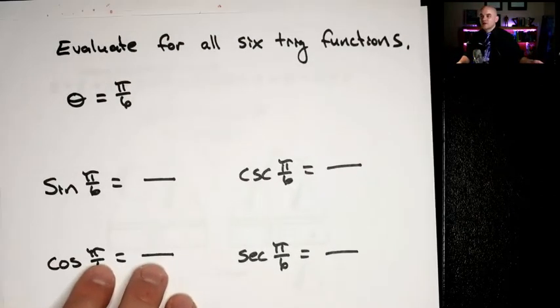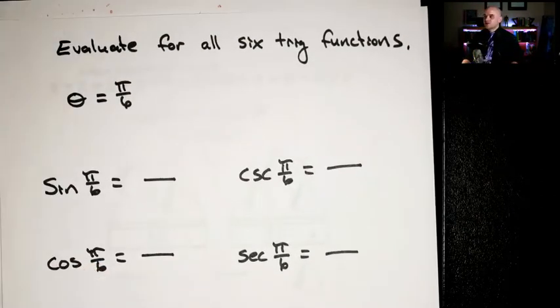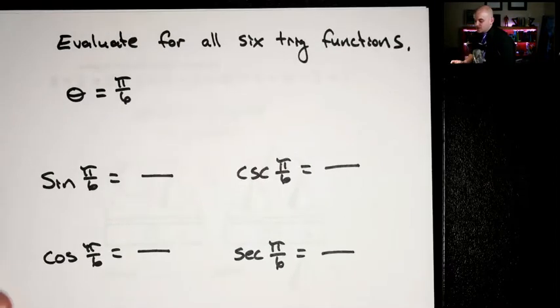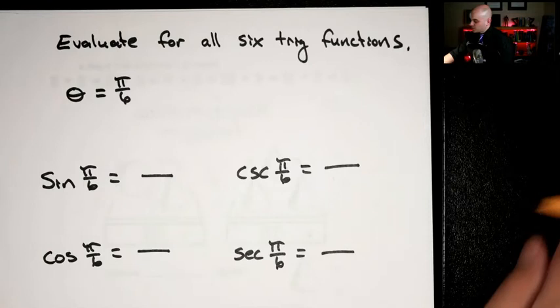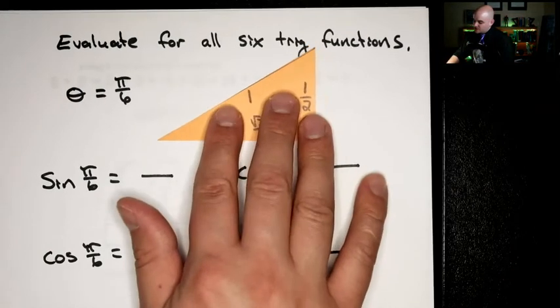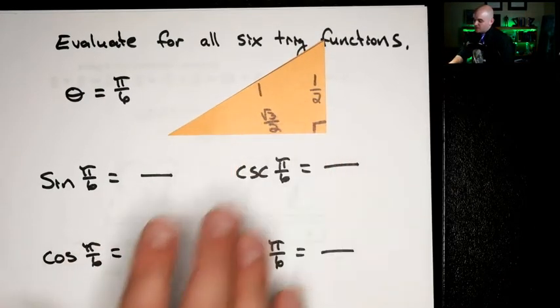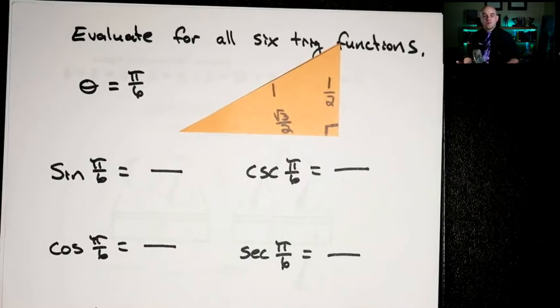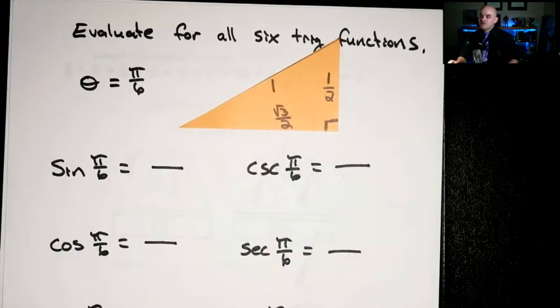Our first is this one right here. Evaluate for all 6 trig functions. So we have pi over 6. Now, pi over 6, remember on the unit circle, looks something, well, it's this triangle right here. If you haven't watched my video on unit circle, go back and watch that because I take you through using triangles to show the different angles on a unit circle and the different trig values.